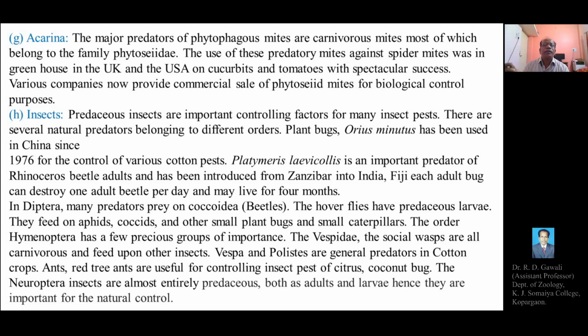So these carnivorous mites serve as predators. The use of these predatory mites against spider mites was done in greenhouses in the UK and the USA on cucurbits and tomatoes with spectacular success. So in the UK and USA they have used predatory mites against the spider mites, which are pests of cucurbits and tomatoes in the greenhouses, and which are controlled by the acarine predator mites predating upon the spider mites. So predatory mites of the Acarina are used for the control of pests on cucurbits and tomatoes in greenhouses with spectacular success, and these predators are used in the UK and USA successfully.